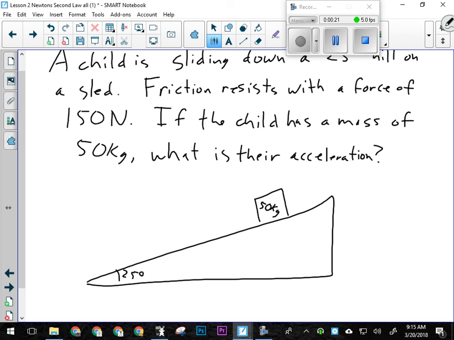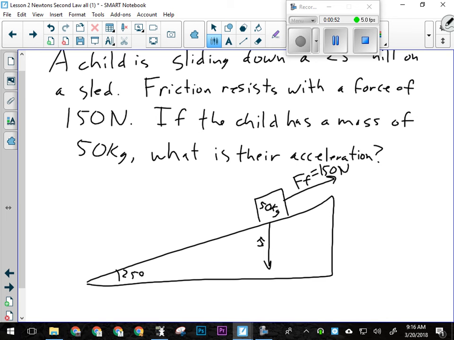Okay, what forces are acting on them? Gravity. Okay, gravity's one, and it goes this way. Friction. Which way does friction act? Right, up the ramp because they're going down. Okay, so friction is this way, and we know it's 150 newtons. Okay, what other force should go on the box?